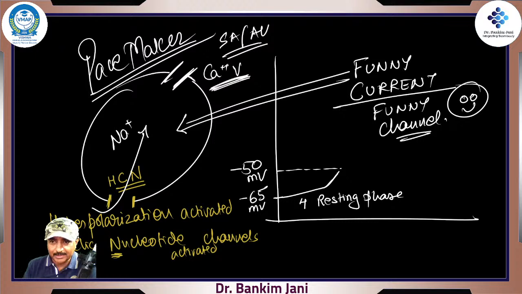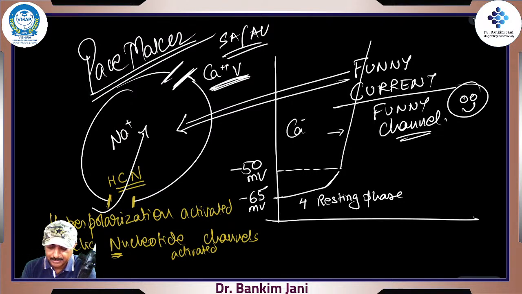Calcium started, and at threshold potential, the calcium channels are opening. So this is the thing: over here it goes up, and this is where the calcium channels, which are voltage operated, open and the calcium gushes in.